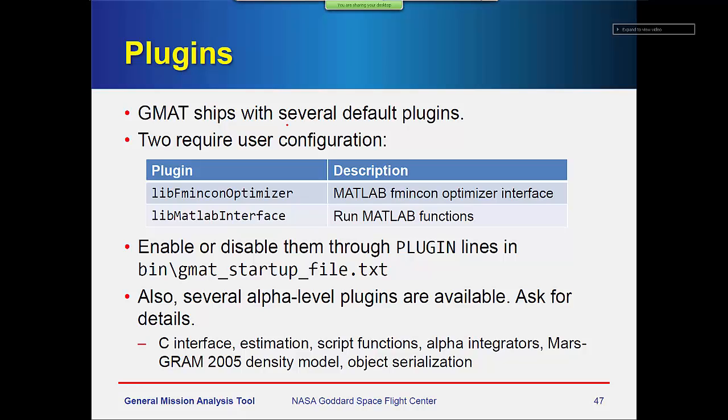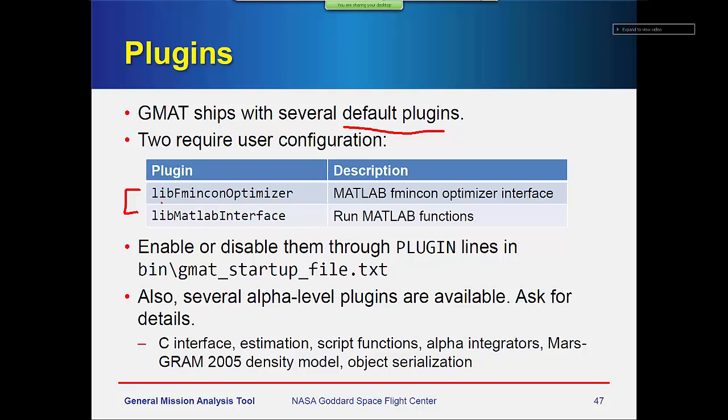I mentioned plugins. GMAT ships with several default plugins. It has an interface where you can write plugins in C++. You can compile them against GMAT, and you can distribute them separately from the actual tool. So there's several default ones built in. 2 of them are disabled by default.